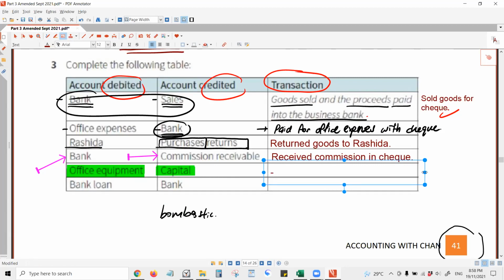First version of answer, you write, brought home office equipment into the business.